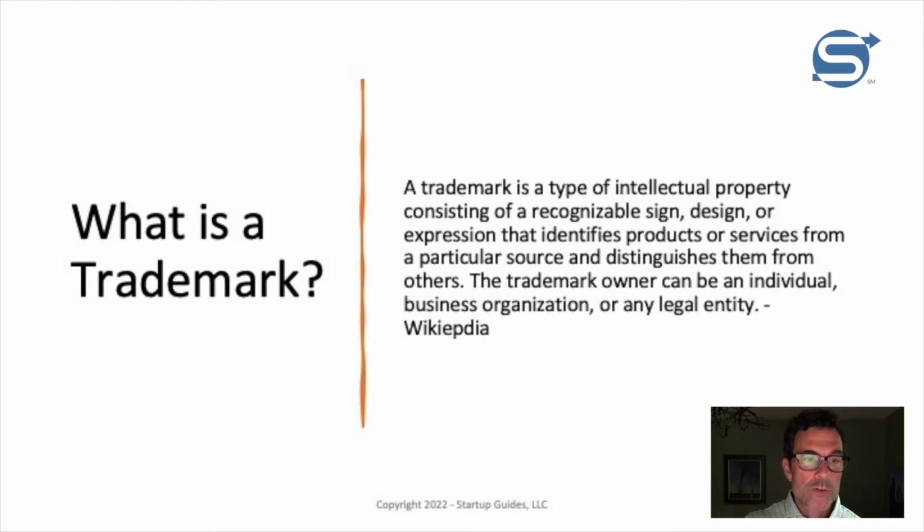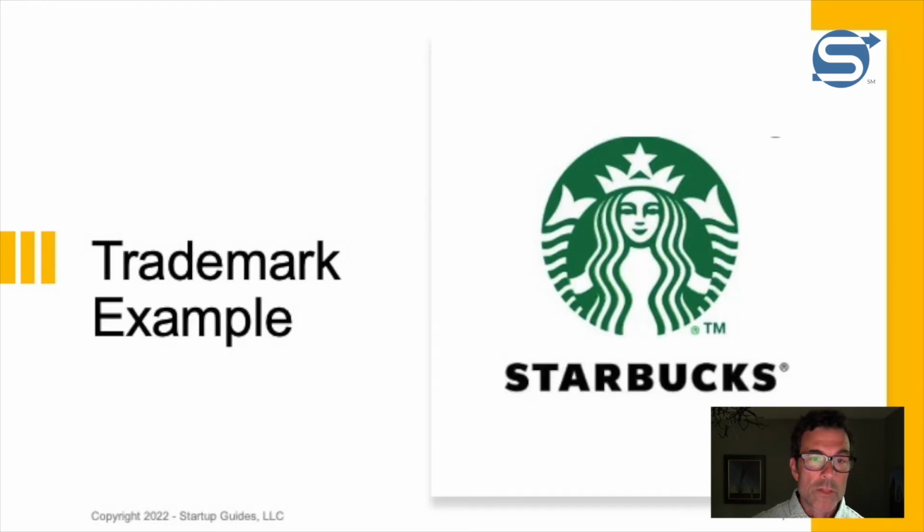So that's what a trademark is. That's what the purpose of it is. Another good example, obviously, is Starbucks, both the name and the logo. And in fact, you'll see Starbucks has a little circle R next to it. That means it's a registered trademark. You'll see the Starbucks logo has a TM. That means it's a common law trademark.